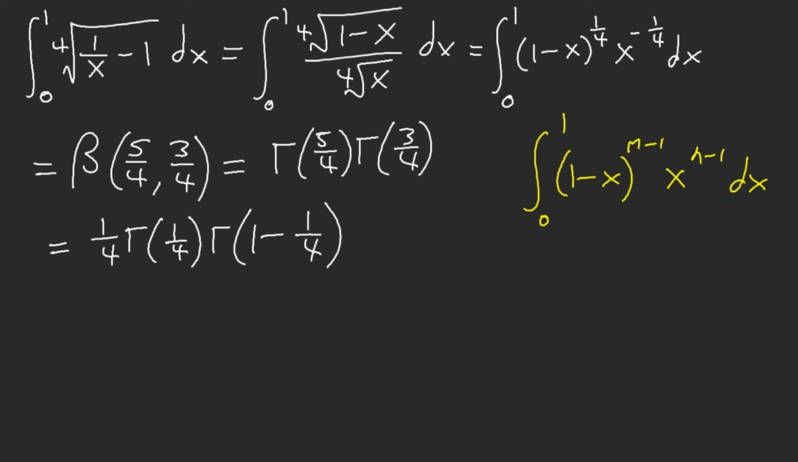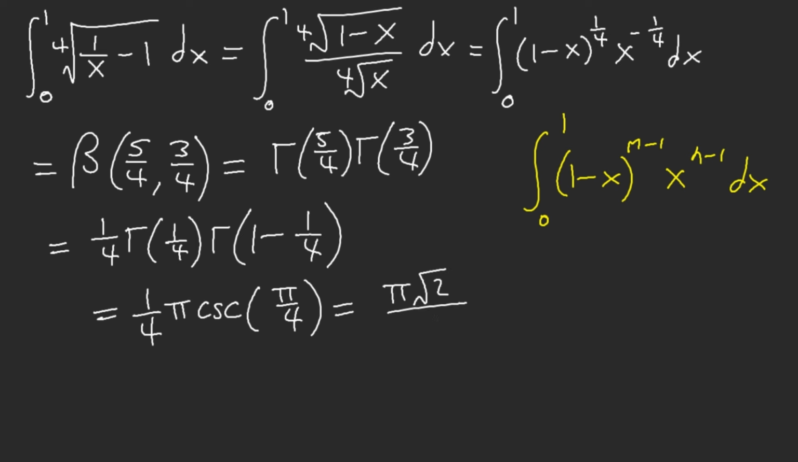Now it's easy for you to see that this is Euler's reflection. So we have 1/4, and using Euler's reflection, we have pi cosecant of pi over 4. Okay, and what does this equal? This is equal to pi root 2 over 4. Okay, and that is our answer for this integral.